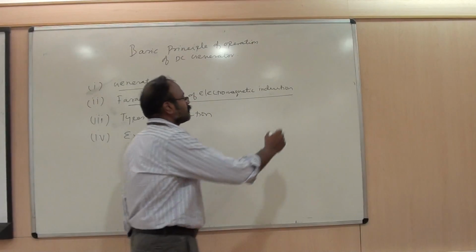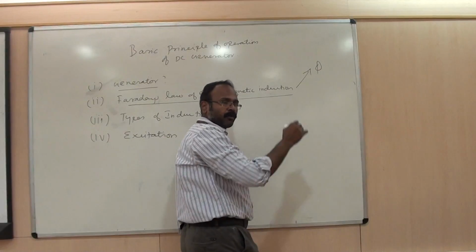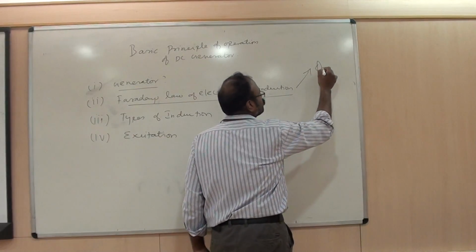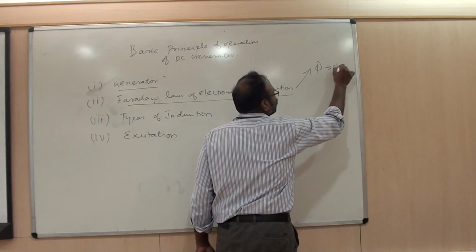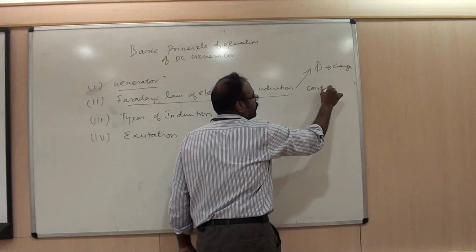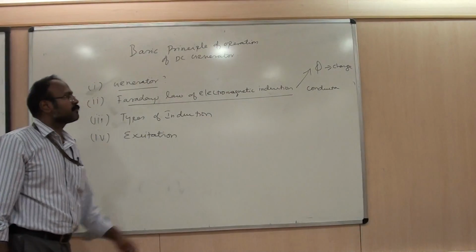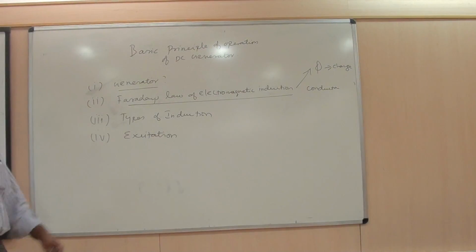In this, the important thing is that there should be a production of flux, and that flux should change, and we need a conductor. A conductor should be there, which should link with that change in flux. Then only an EMF will be induced in the conductor.